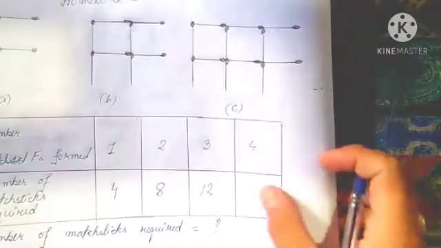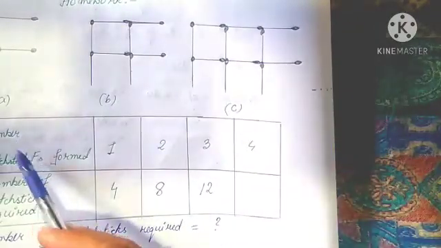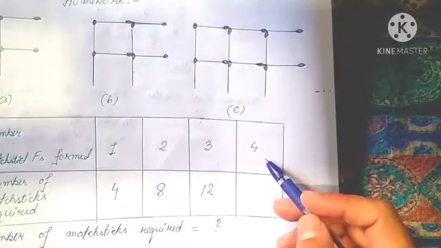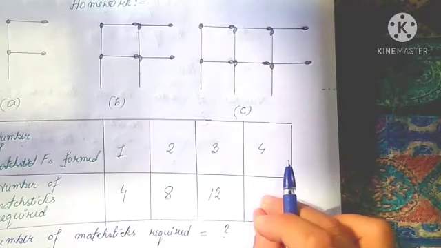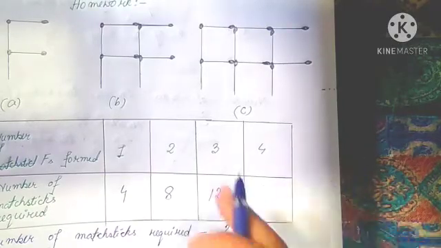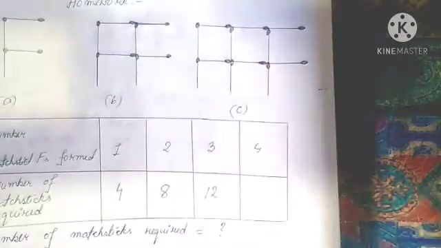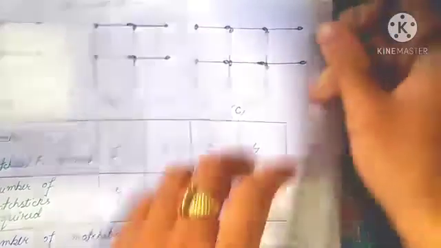But in the next blank they have mentioned the number of F's formed is 4. But there's no figure. So if you want to find this answer, we have to find a pattern using these 3 values. So let's try to find a pattern.